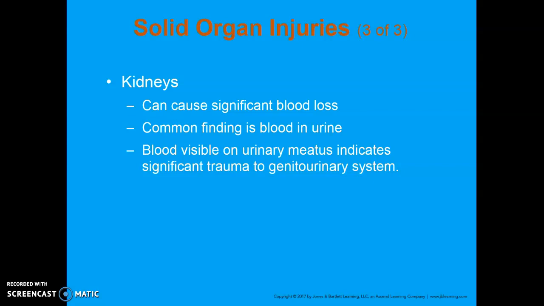Your kidneys can also be impacted by trauma. They can have a significant amount of blood loss. Oftentimes what you're going to see with this is that you'll have blood in the urine, called hematuria. You may also have blood that's visible on inspection by looking at the urinary meatus. So actually inspecting the genitalia and seeing blood at the opening of the urethra could indicate that there's some pretty significant trauma to the genitourinary system. Microscopic blood from trauma is not as concerning as if you can literally see visible blood coming from the urethra itself.